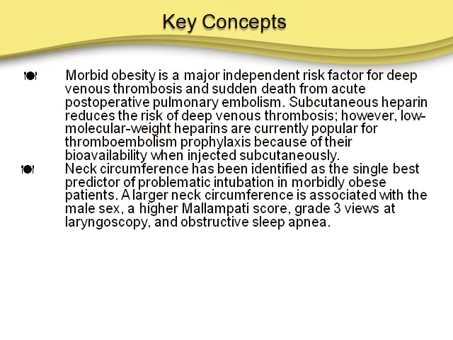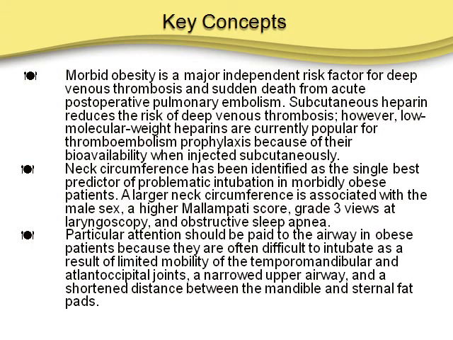Neck circumference has been identified as the single best predictor of problematic intubations in morbidly obese patients. A larger neck circumference is associated with the male sex, a higher Mallampati score, grade 3 views at laryngoscopy, and obstructive sleep apnea. Particular attention should be paid to the airway in obese patients because they are often difficult to intubate as a result of limited mobility of the temporomandibular and atlanto-occipital joints, a narrowed upper airway, and a shortened distance between the mandible and sternal fat pads.